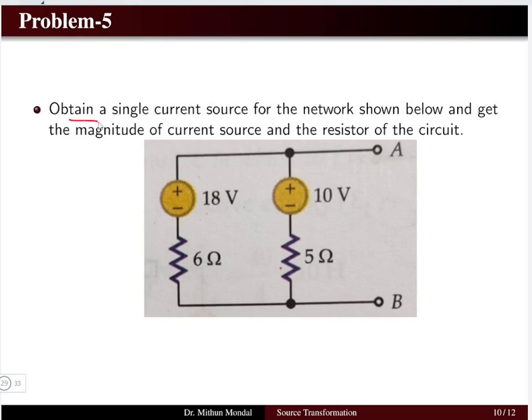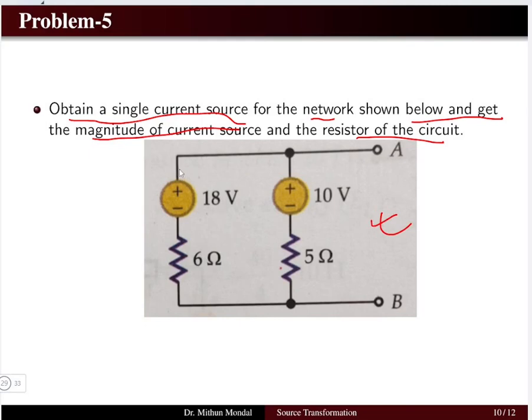Obtain a single current source for the network shown below, and get the magnitude of the current source and the resistor for the circuit. Okay, so you need only one current source and one resistor, and that will be in parallel. So this is the network, a very simple network.